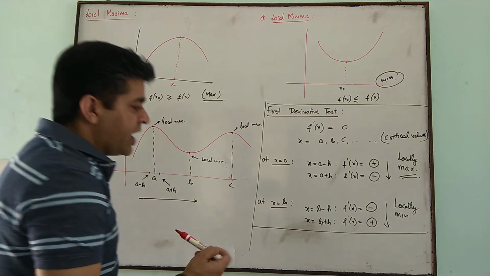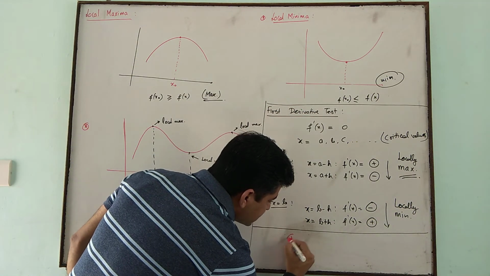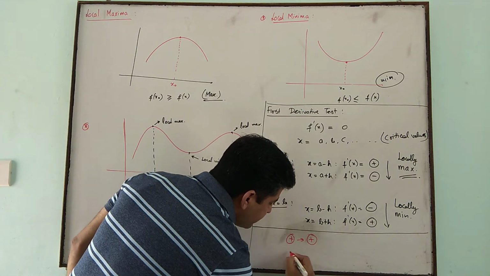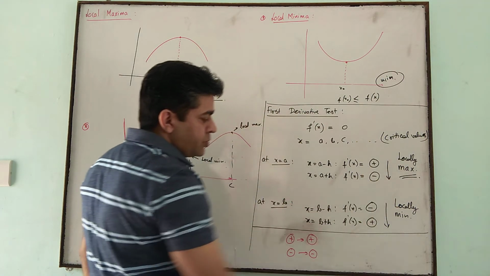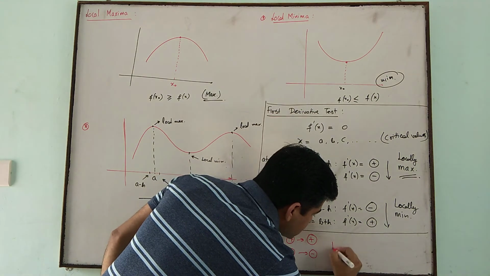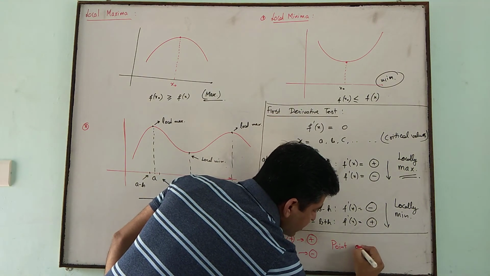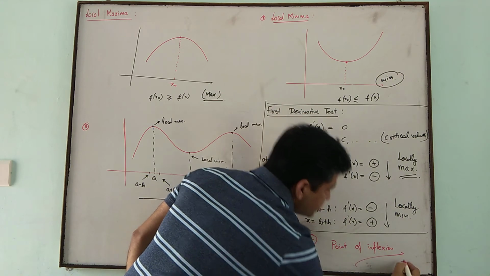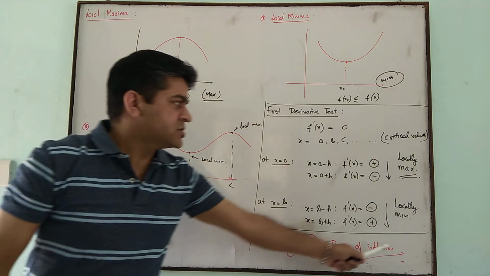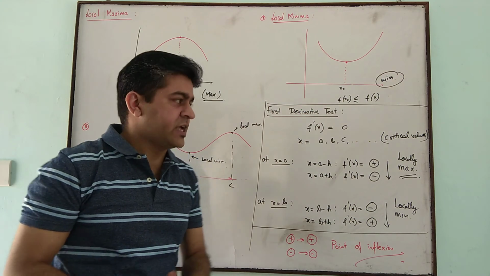In very rare cases, if the sign does not change, positive to positive or negative to negative at any point, then that point is a point of inflection. If the function does not change its sign, that point is known as a point of inflection.